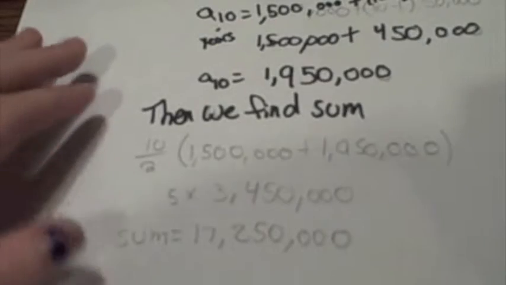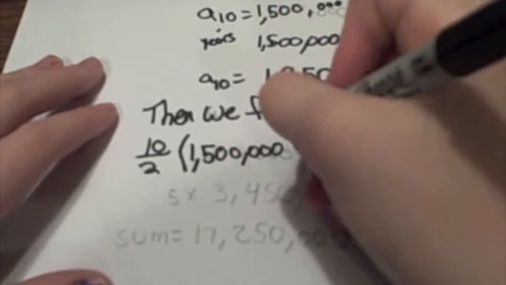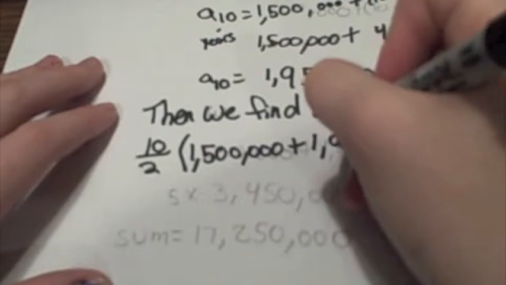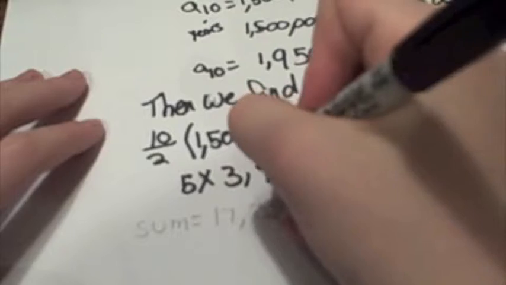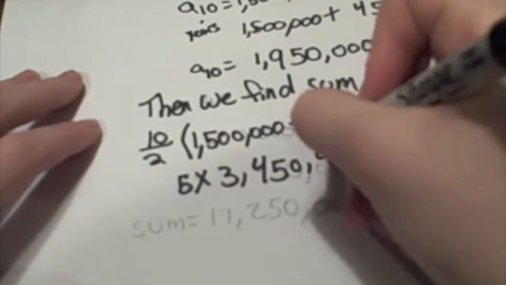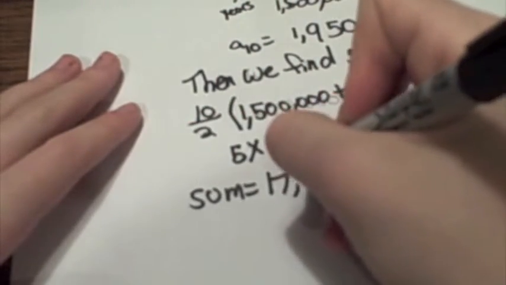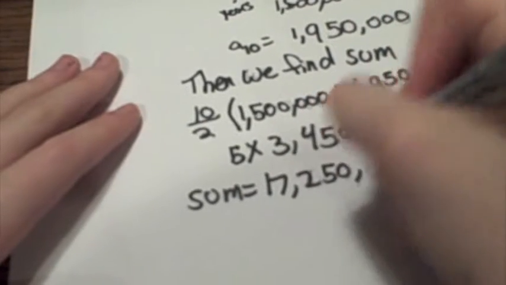Then we need to find the sum. So that would be 10 over 2, plugging everything in, times (1,500,000 plus 1,950,000), or 5 times 3,450,000. So the total sum that this person would get is $17,250,000.